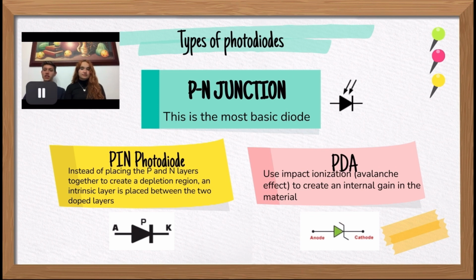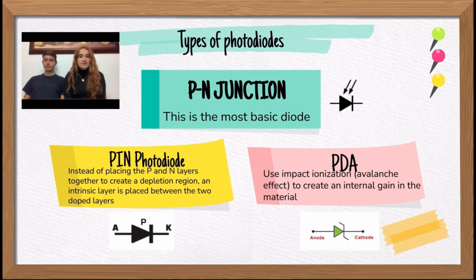First one, the PN junction. This is the most basic of diodes. Second, we have the PIN photodiode that, instead of placing the P and N layers together to create a depletion region, an intrinsic layer is placed between two doped layers. Third, the APD uses the impact ionization avalanche effect to create an internal gain in the material.